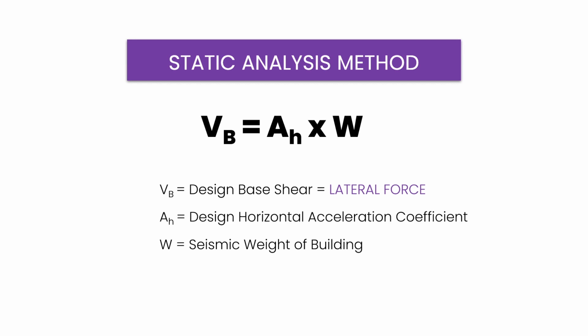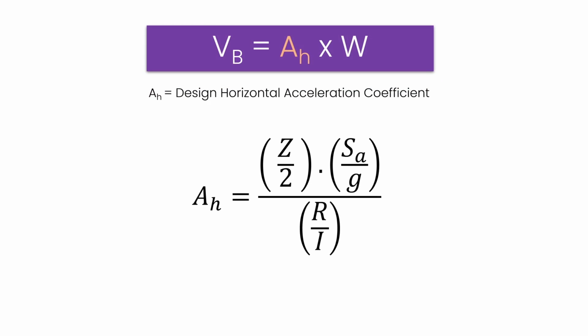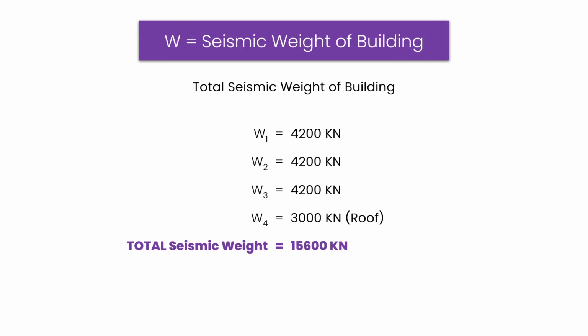Let's summarize it quickly. So we dealt with the static analysis method, wherein we tried to find the total lateral force, which was VB, and VB had two parts to it, Ah, which consisted of different variables, that is Z, Sa by g, R, and I. We broke down the zone, the Sa by g, the soil values, the R response factor, and the importance factor. Finding this, we got the Ah value as 9%. We went ahead and calculated the total seismic weight of the building, considering the dead load and the live loads, and we got the values at different levels.